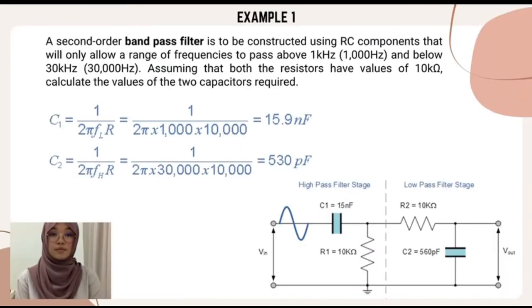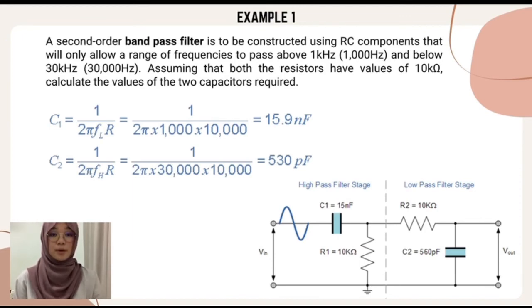bandpass filter. For high-pass filter stage, the value of the capacitor C1 required to give a cut-off frequency FL of 1 kHz with a resistor value of 10 kΩ is calculated as, we can see the formula here, which is C1 equals 1 over 2 pi FL times R. From all of the information given, we can find C1, which is 1 over 2 pi times 1000 times 10,000, and it is equal to 15.9 nanofarad.